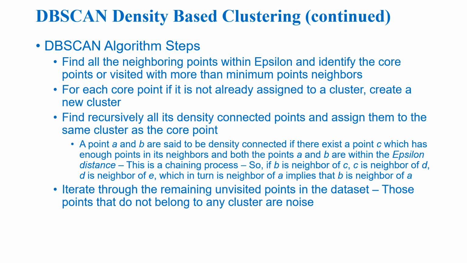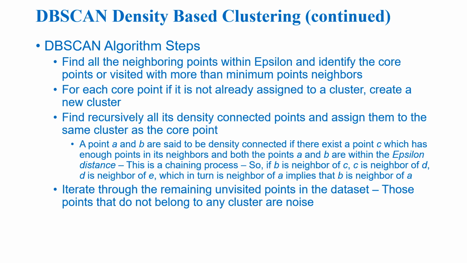DBSCAN algorithm steps. First, you want to find all the neighboring points within epsilon, that distance I talked about, and identify the core points, or visited points with more than minimum points neighbors. For each core point, if it is not already assigned to a cluster, create a new cluster. Then find recursively all its density connected points and assign them to the same cluster as the core point.